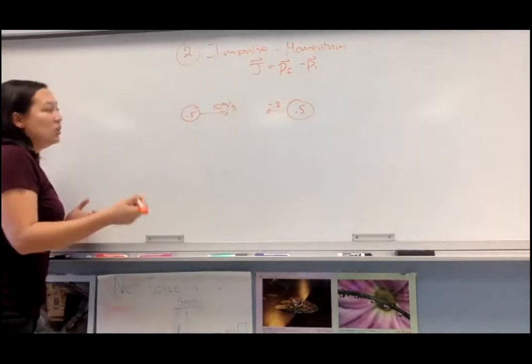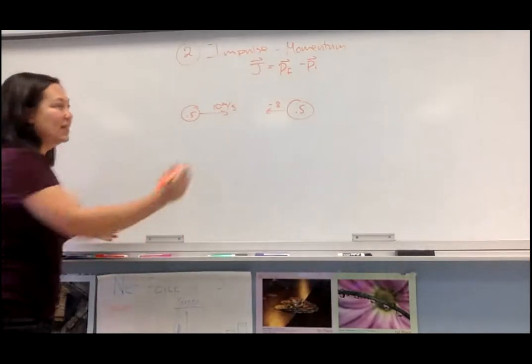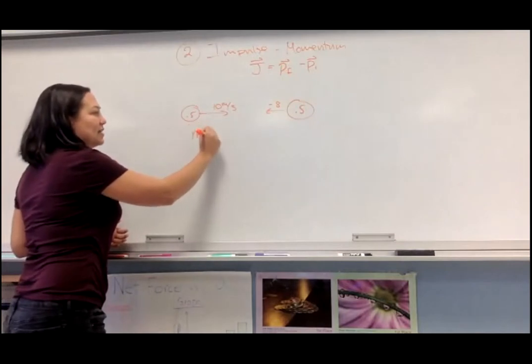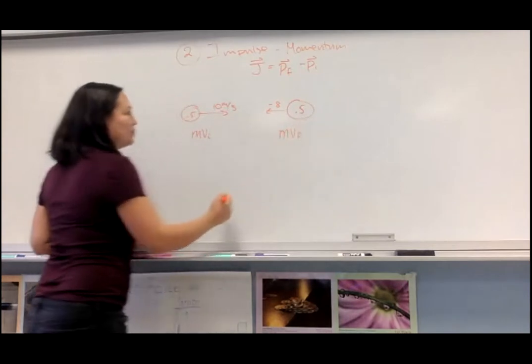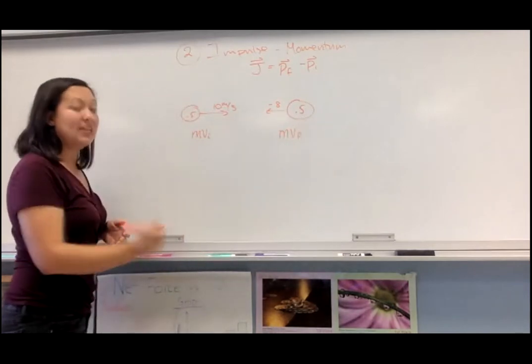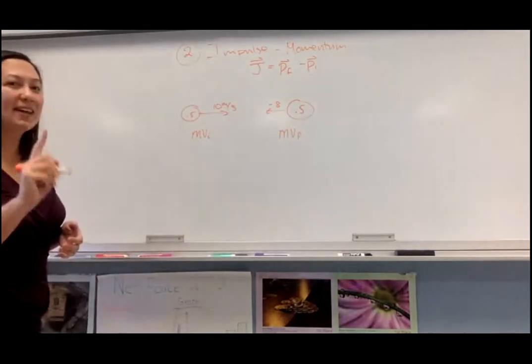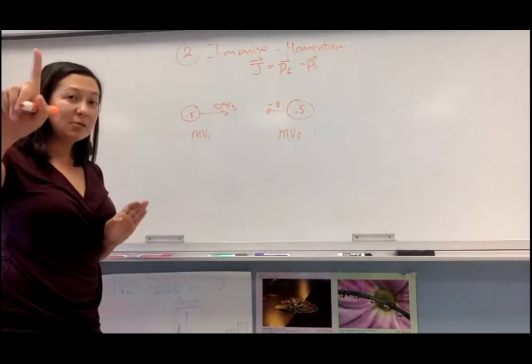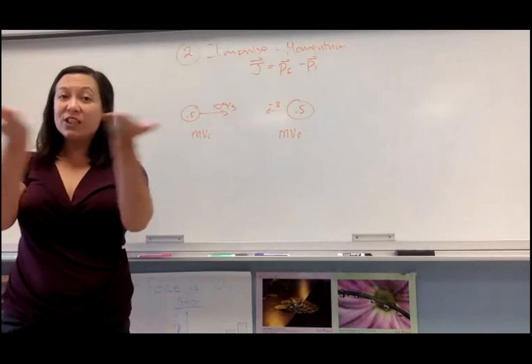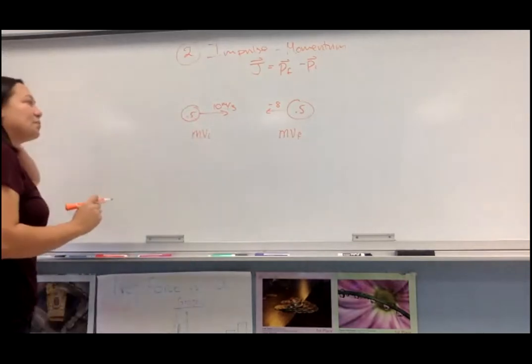Okay. So how do I find impulse? I'm going to get the mass and velocity before and the mass and velocity after, and then I'm going to subtract them. This is not adding them. It's not conservation. There's no setting equal or anything here. When I'm dealing with one object, conservation of momentum doesn't apply.